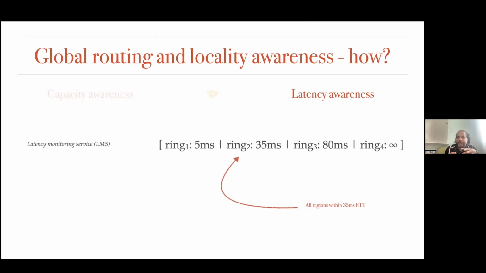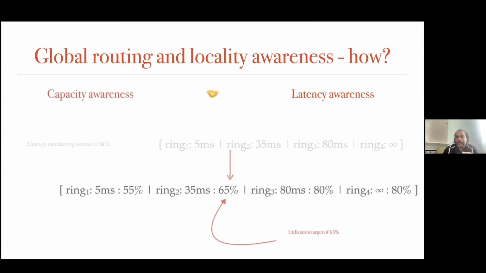At the core of this, there is a concept which we call latency rings. There is a latency monitoring service which monitors RTT across different regions and fills these data centers into these rings. The 5 millisecond or 35 millisecond in this example is the RTT within that ring, so any regions within 35 milliseconds RTT would, in this example, go into that ring.